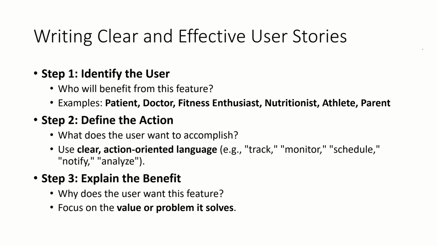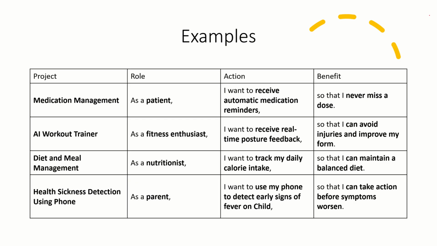Then step three: you need to explain the benefit. Why does the user want this feature? Focus on the value or the problem it solves. This is very important because it explains why you're doing this and what kind of benefits or results you're trying to provide to solve the problem. Those are some examples I considered, and you can probably utilize them in your own examples.